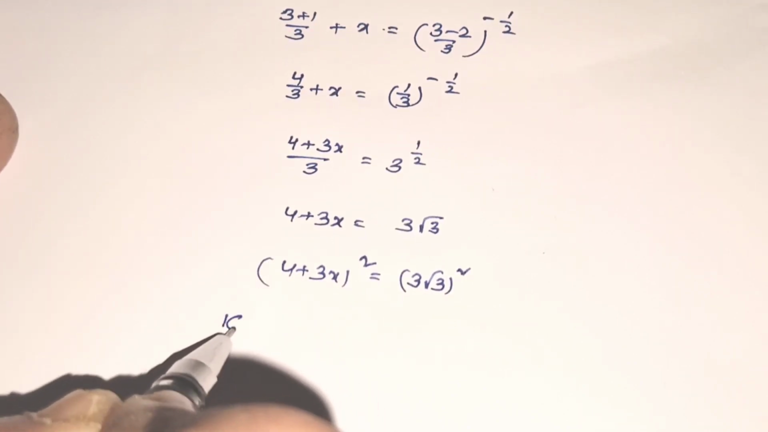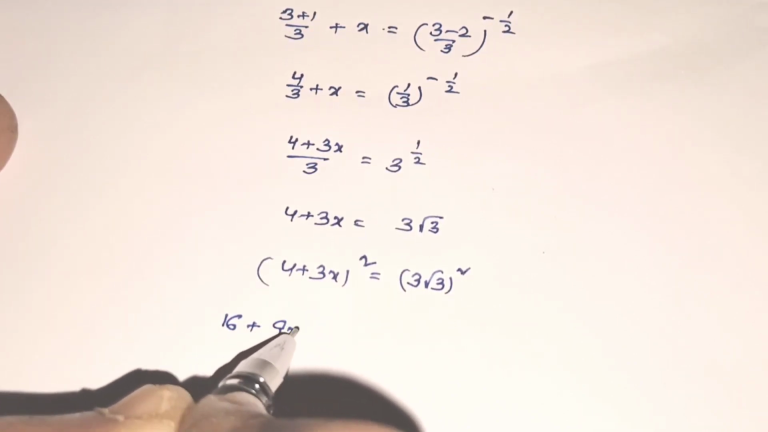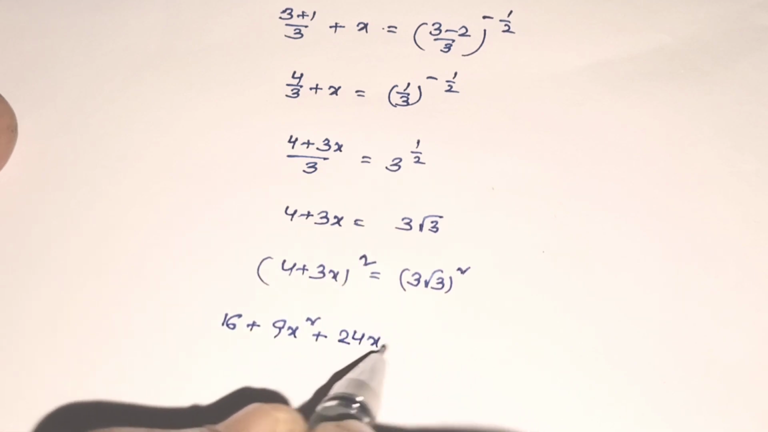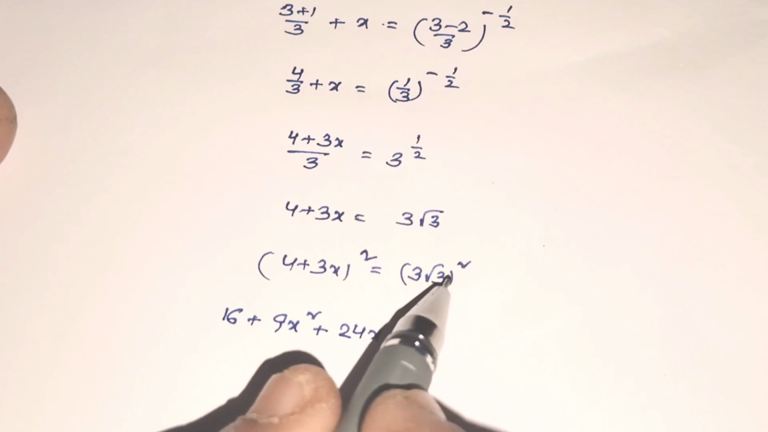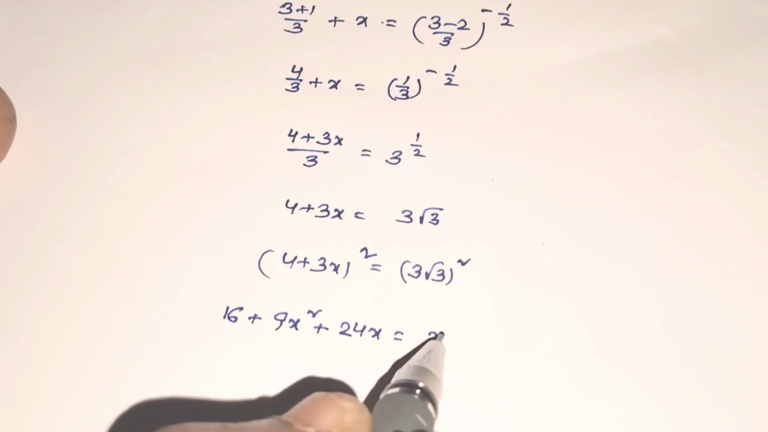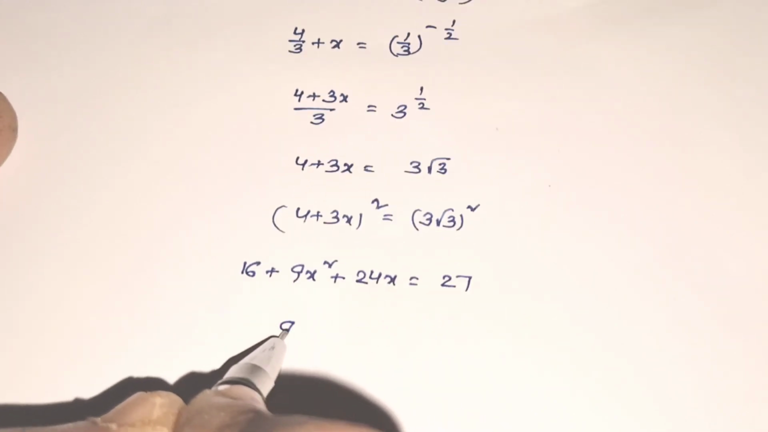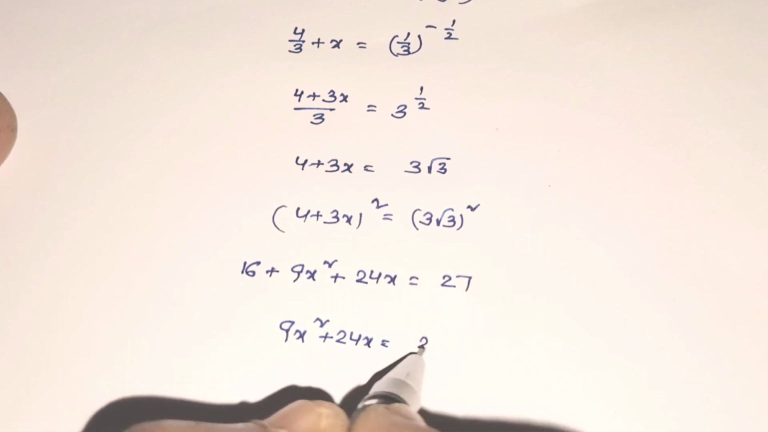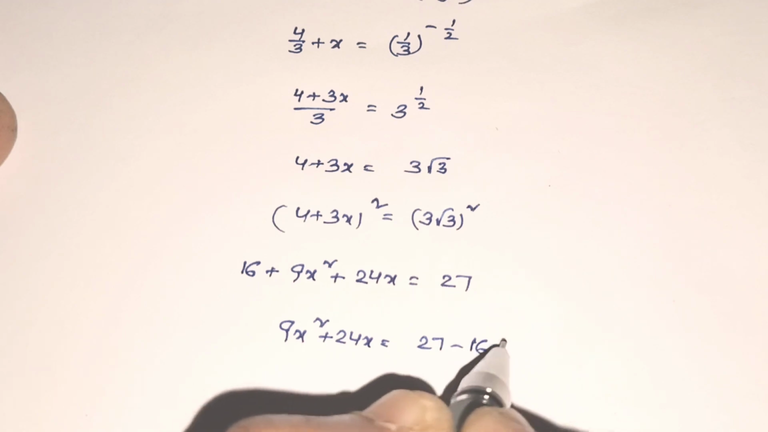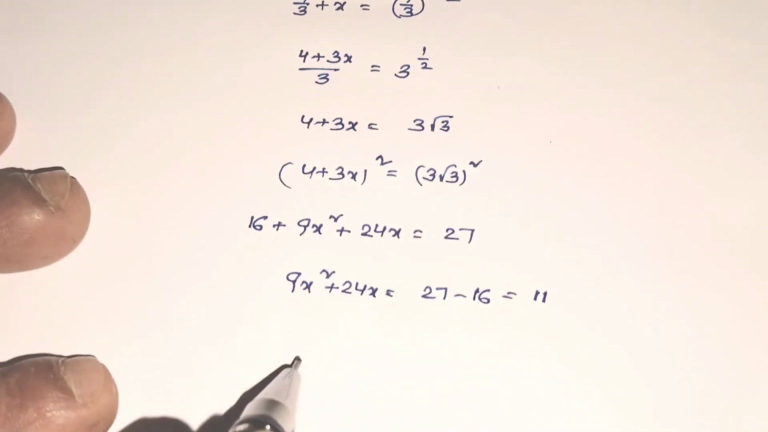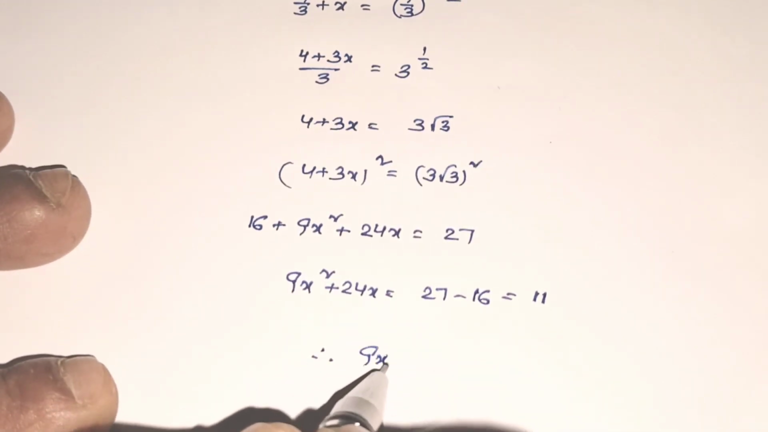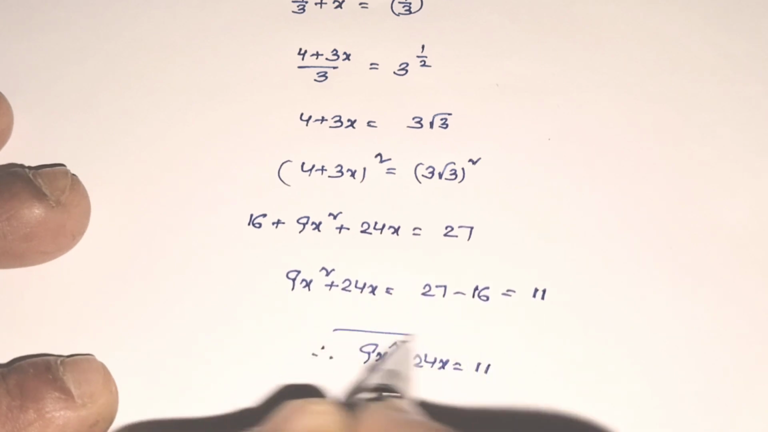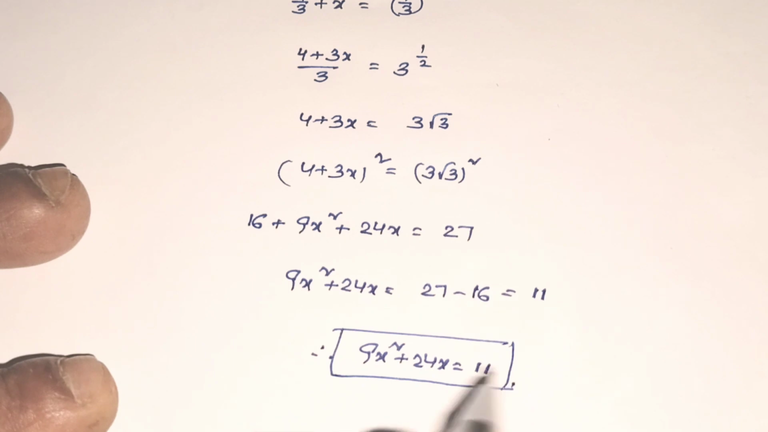Now taking the expansion, a square 16, b square 9x square plus 2ab. 2 3s are 6, 6 4s are 24. 24x is equal to 3 square 9 root 3 whole square 3. 9 into 3, 27. Okay, so 9x square plus 24x is equals to 27 minus 16. That is equals to 11. Therefore, the value of the 9x square plus 24x is equals to 11. That's all. This is the answer. The most important problem. Very, very important.